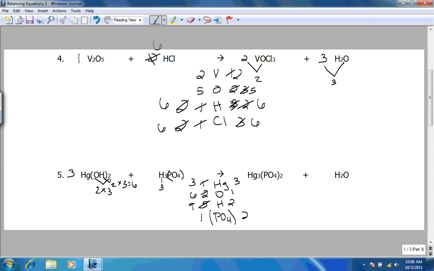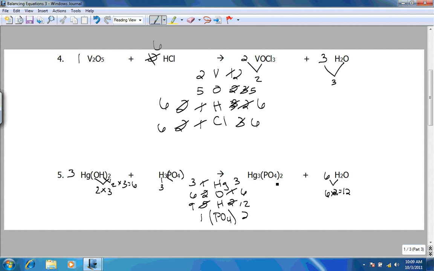Okay, oxygens. We have 6 on the left. That means I'm going to multiply the water by 6 in order to balance those out. I now have 12 hydrogens. Okay, notice I have hydrogens one place on the right, but over here I have it in 2 different spots. So I'm going to skip hydrogen and hope that they balance out in the end.